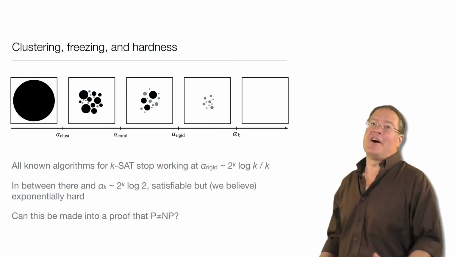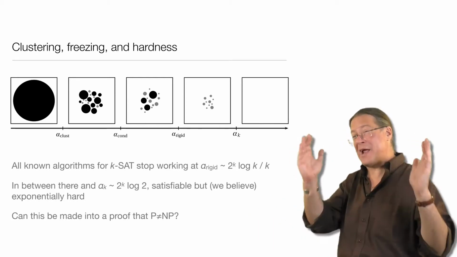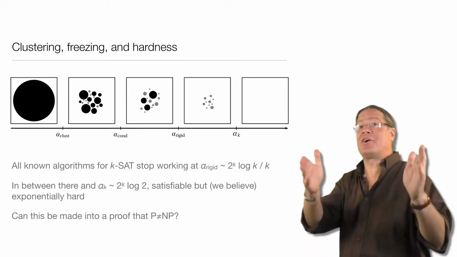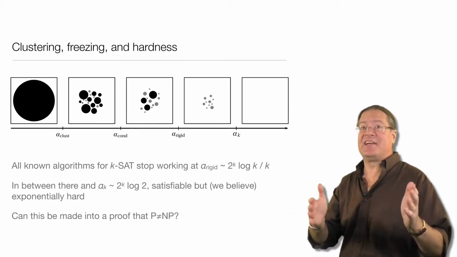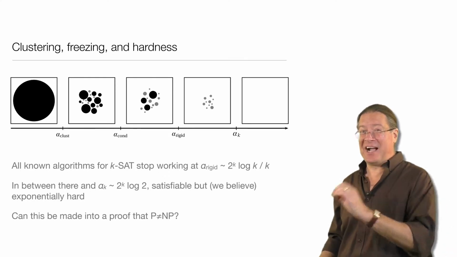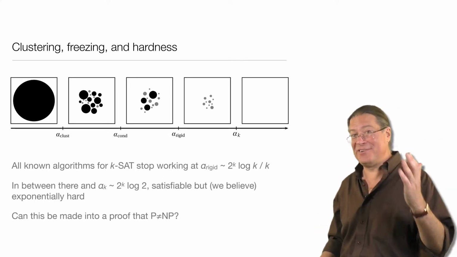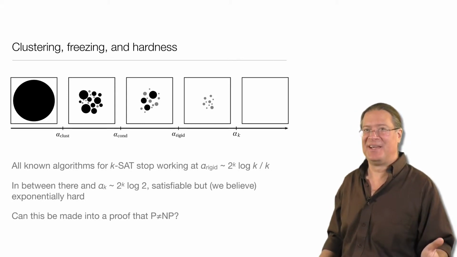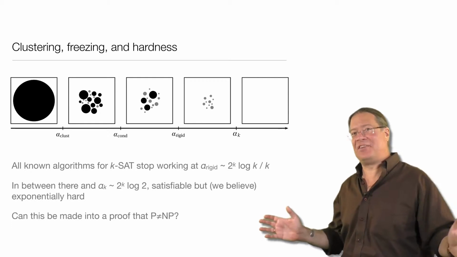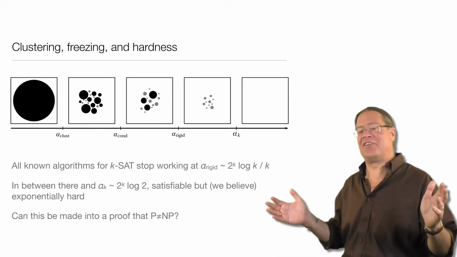Now, I've just gotten through telling you that there's a whole range of densities at which, if we make random formulas, we get formulas which are satisfiable but hard, which we believe take exponential time. Well, of course, we don't actually know that any of these take exponential time, because we don't know that P and NP are different. If P and NP are the same, then SAT is in P, no matter how big or how random or how dense our formulas are.